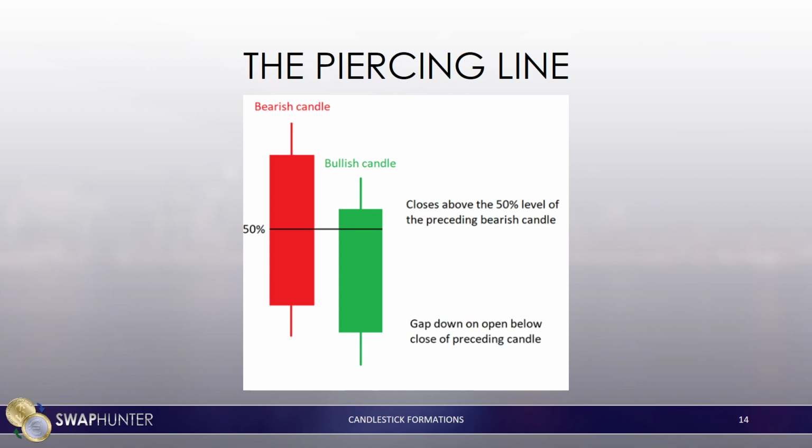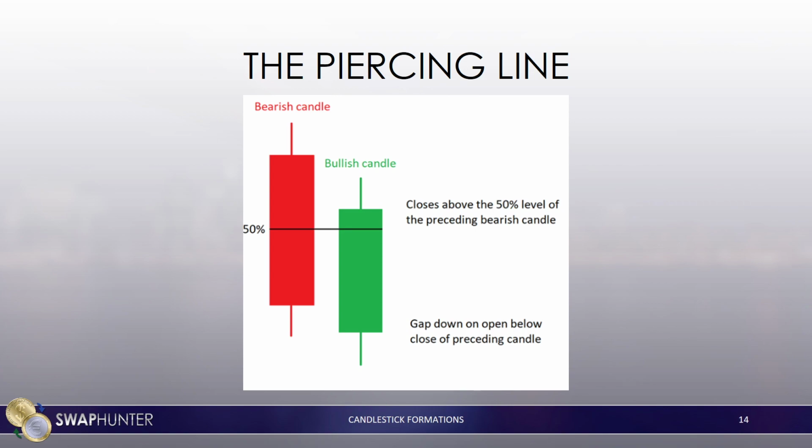So the piercing line is also formed of two candlesticks. It points to a potential buy trade. The piercing pattern shouldn't be used in isolation, once again, but rather in conjunction with other supporting technical indicators to confirm the change in price action.